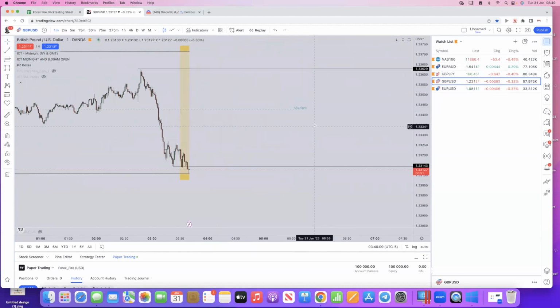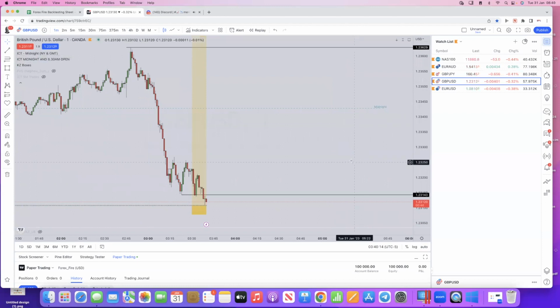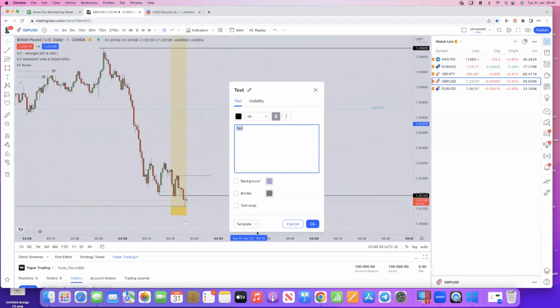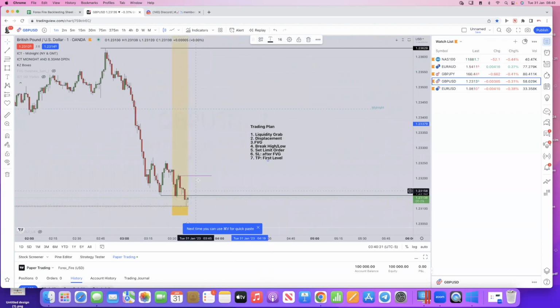We've already broke the structure here. What I want to see is a structure line on this lower high, and I would like to see that taken there. As we've done the liquidity grab, which is what's happened here, we're waiting for the displacement, which then comes back up into this area. Then we'll look for the fair value gap that the displacement leaves behind, a bit like a breadcrumb effect.